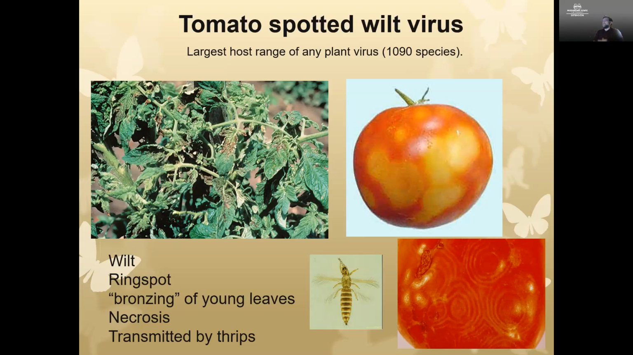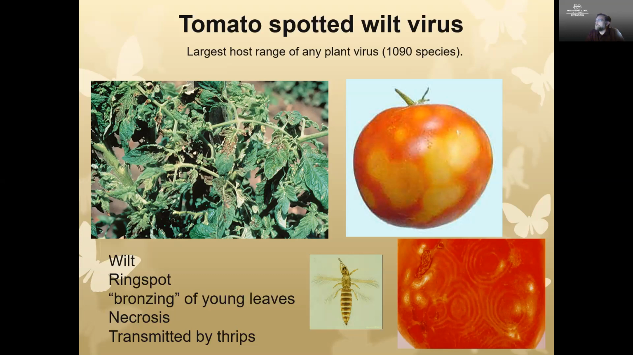This virus actually has the widest host range of any known plant virus, almost 1,100 species affected, and it causes wilt as well as ring spot. Occasionally, we'll see that bronzing coloration on young leaves. And this virus is transmitted by an insect called a thrips. Feeds on the leaf, on the underside of the leaf, also feeds in the flowers. But the transmission of the virus is by the feeding of that insect.